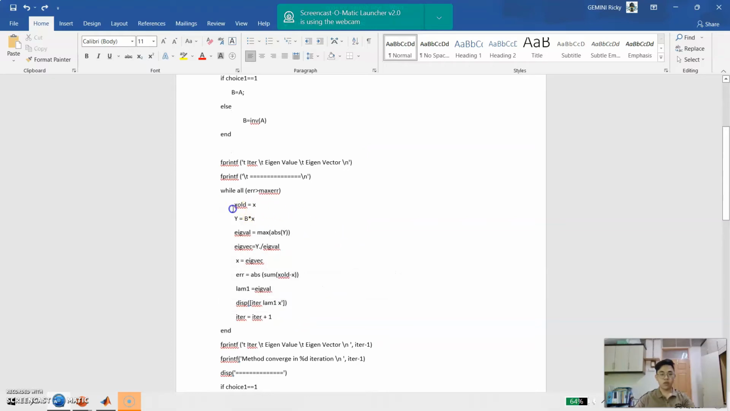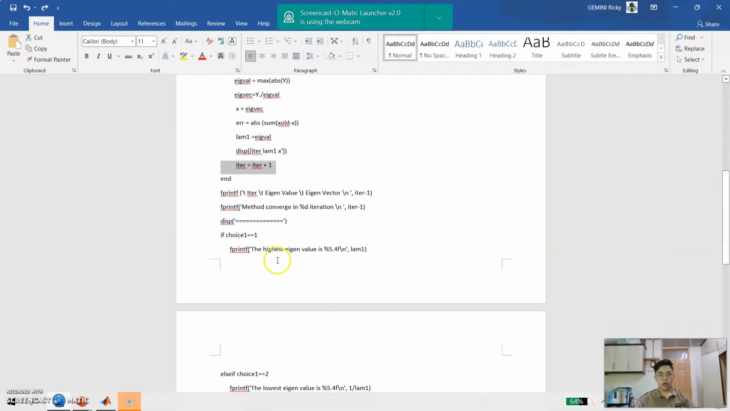xo equal to x, which is to preserve the previous eigenvector. This is to compute the new matrix. This is to compute the largest eigenvalue. This is to compute the new eigenvector. This is to store eigenvector values. This is to compute errors. This is to update the eigenvalue. This is for display purposes. And after that, we need to update the iteration counter.